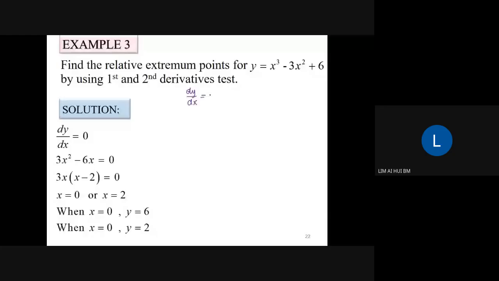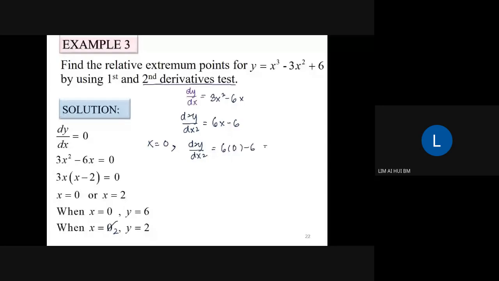First, get your dy/dx to use the second derivative test. First, kita dapatkan dy/dx dulu, iaitu 3x square tolak 6x. And then cari d2y/dx2, the second derivative, you get the 6x minus 6. Then kita akan test titik (0, 6), when x equals to 0. Bila x sama dengan 0, d2y/dx2 sama dengan 6 darab 0 tolak 6. Dapat negatif 6, which is less than 0.